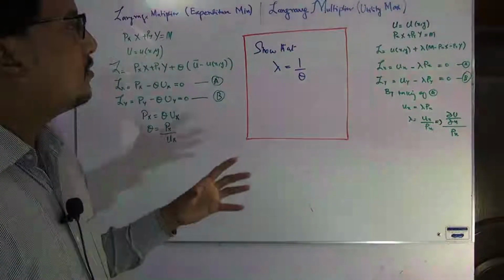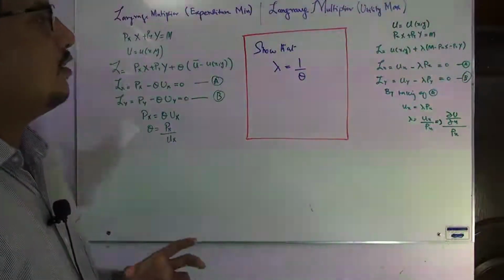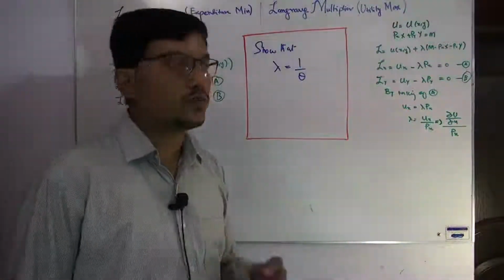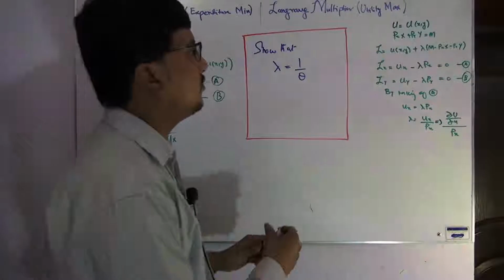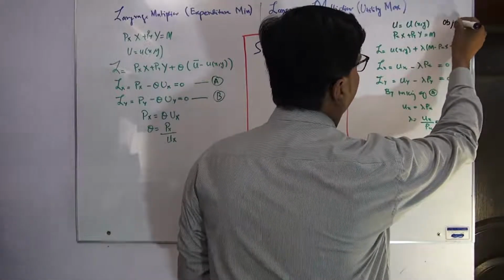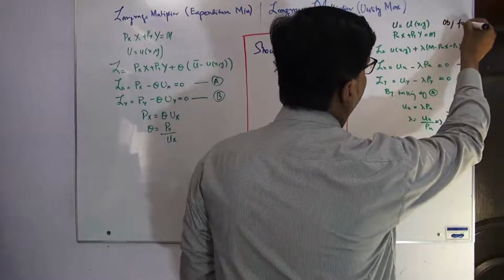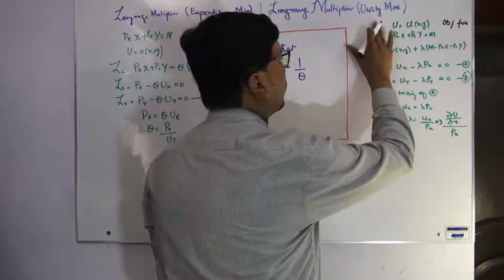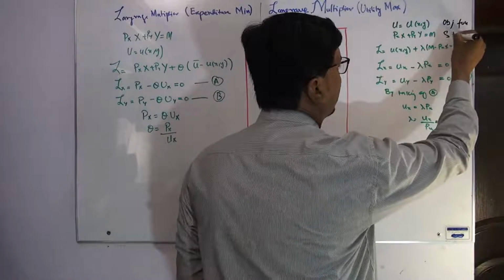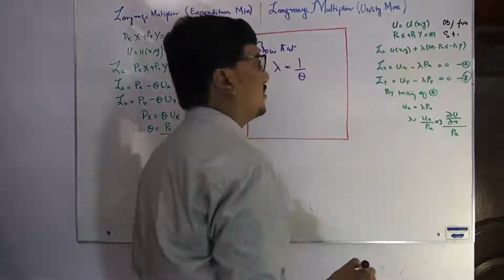We discuss one by one. First of all, we make the Lagrange multiplier for the utility maximization. So what is the basic difference? First of all, we take the objective function of the utility, because we want to maximize the utility, which is subject to the budget constraint.